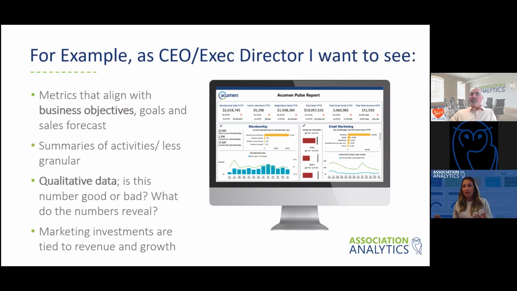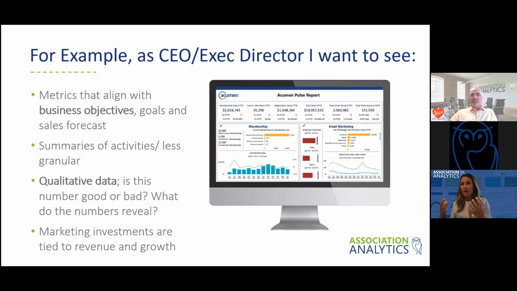So this is just an example when I was thinking through this, and I connect with a lot of associations, CEOs, and executive directors. And what do we really want to see, right? I want to see metrics that align with business objectives. Metrics for metrics' sake don't help anybody. We've all been in a scenario where somebody walks in and defends their number or throws out a metric, and you're like, okay, what does that even mean?